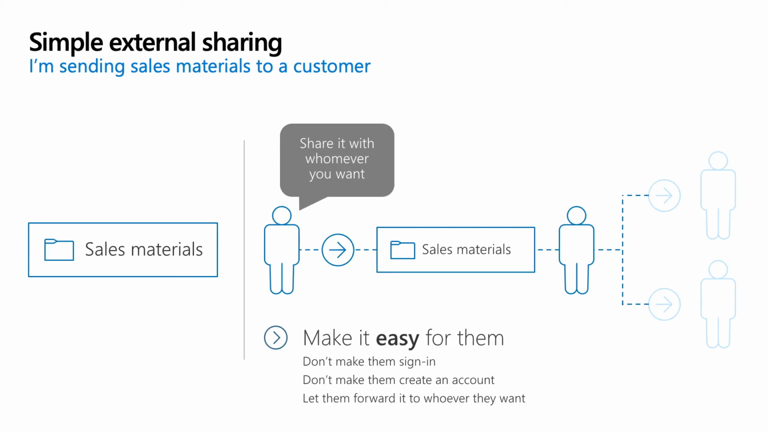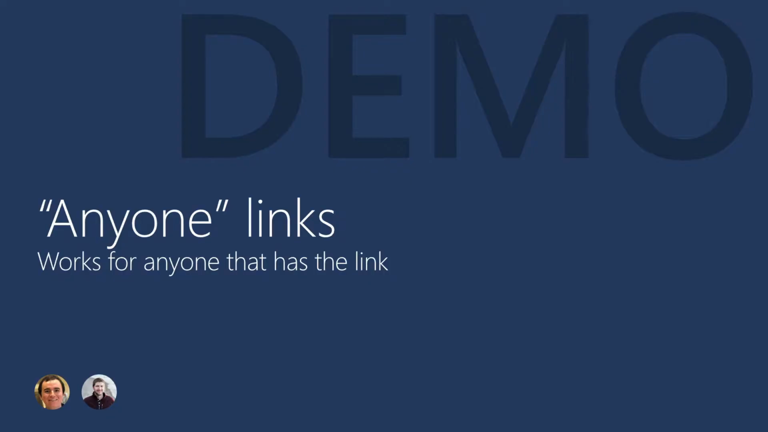So this first one, it's really simple. I have a folder filled with sales materials that I need to send to a prospective customer of mine, Larry. And I want to make it easy for him. I just want to send a link and I want to have it work. I don't want him to have to go through any kind of sign up or anything like that. After all, this is really representing me and my organization, and I'd be embarrassed if it didn't work. And because they're just sales materials, I'm okay if he goes and forwards it on to other people. So let's dive in straight to our first demo and see how we can do that with OneDrive.